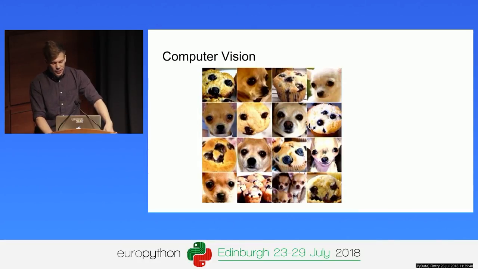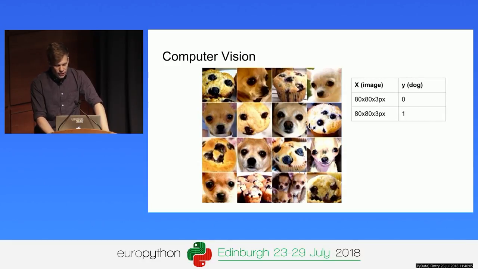This is an example of the ImageNet data set. And it's something like, I think they were predicting dogs, and they looked at which ones were wrongly predicted, and then they saw this. I mean, it's hilarious.